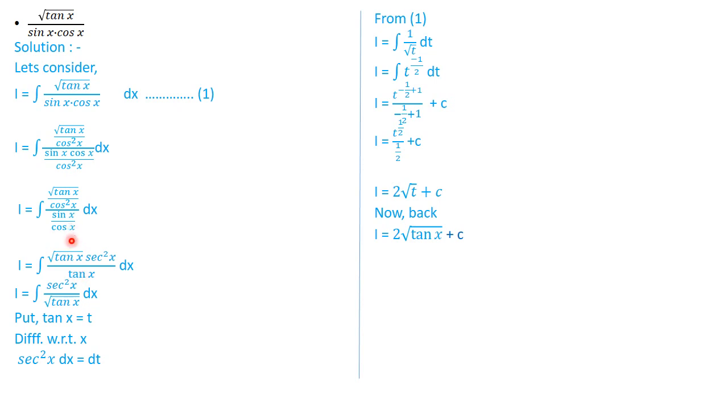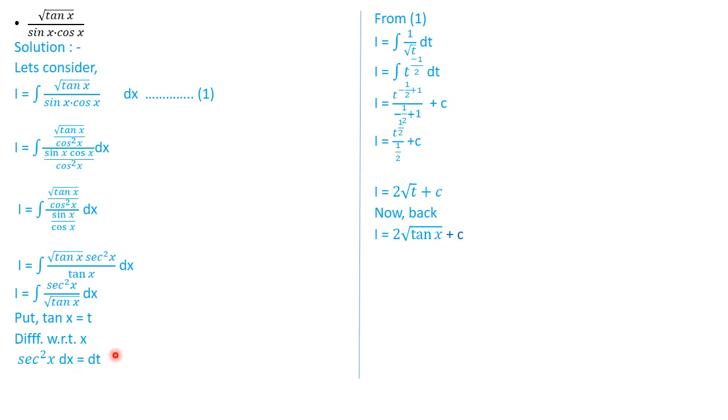Then sin x by cos x is tan x. Now root tan x, this tan x can be written as root tan x into root tan x. Therefore 1 root tan x get cancelled and 1 remains. Now we know that derivative of tan x is what? Sec square x. So make a substitution. Put tan x is equal to t. Differentiate. Then we get sec square x dx is equal to dt.